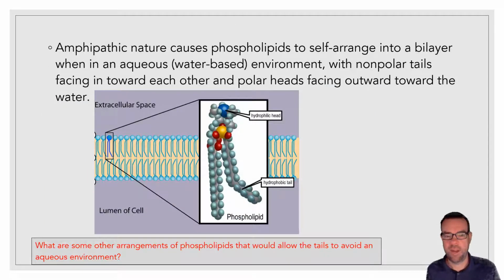Now, in the cell membrane, it forms a bilayer, which has heads facing out, tails facing in, and that's all because the environment around the cell and within the cell, that's aqueous. It's water-based. And so the phosphates face outward like water, the tails hang out together in the middle because they hate water, and the result is this bilayer. But think of some other ways that you could arrange phospholipids that would also allow the heads to face towards water and the tails to face towards, well, other tails. There's a couple other ways you can come up with.